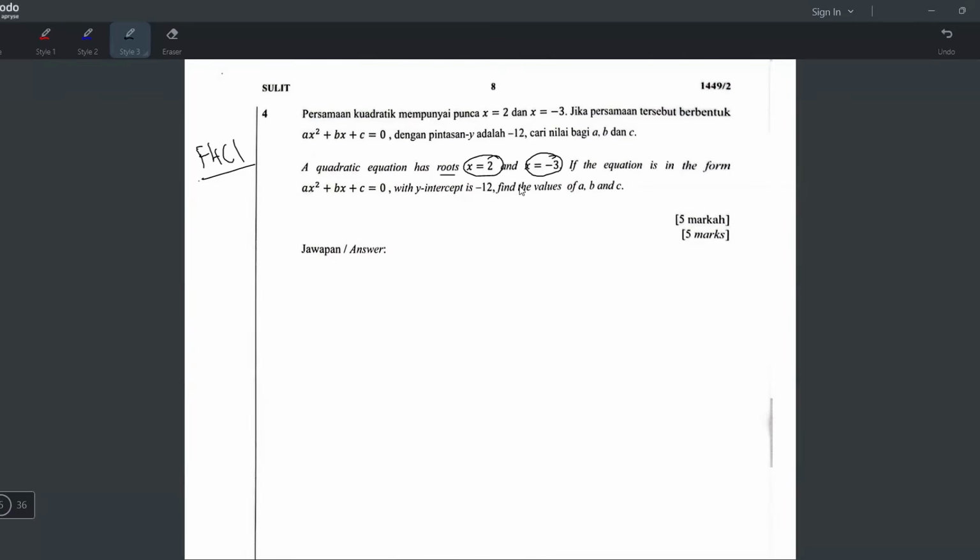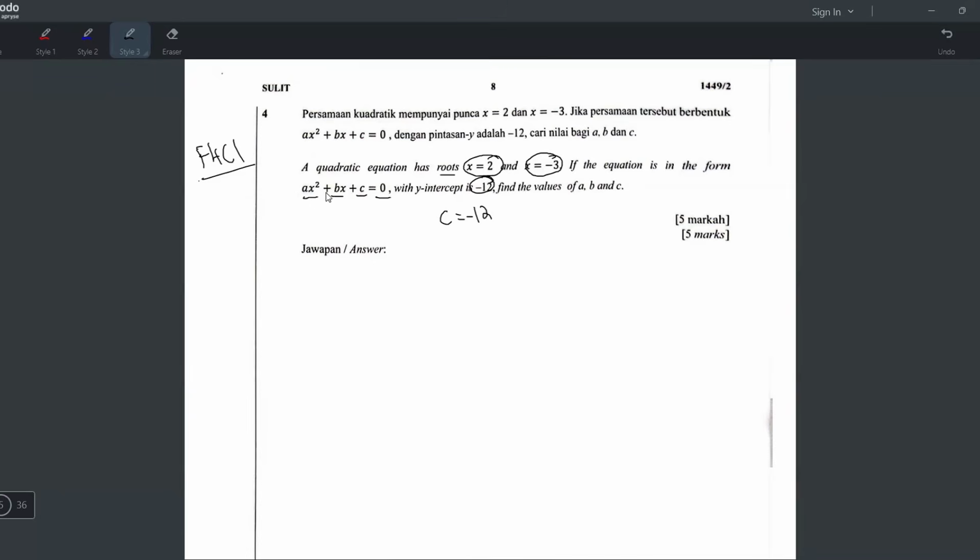If the equation is in the form of ax squared plus bx plus c equals 0, this is what we call the general form, bentuk am. And the y-intercept is negative 12. That means the c is negative 12. Then find the values of a, b, and c. So if the value of the y-intercept is negative 12, that means c is negative 12, because c will always be the y-intercept value.